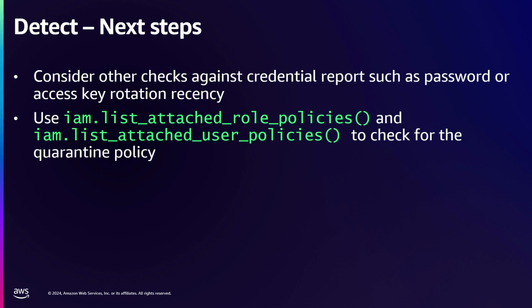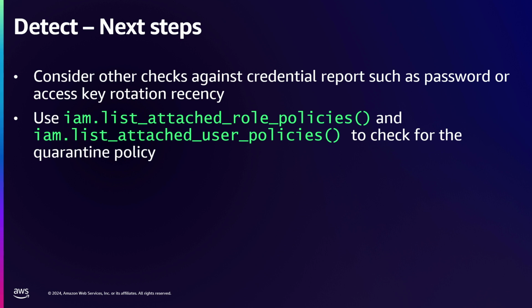Moving on from this, you can implement further checks using whatever logic you like in your programming language, and so you might want to do things like look for how recently a password or an access key has been rotated. You can also use other APIs, like list-attached-role-policies and list-attached-user-policies, to make sure that the users and the roles in your environment don't have any unexpected policies attached, such as administrator access or the quarantine policy that AWS will attach if it detects compromised access keys.